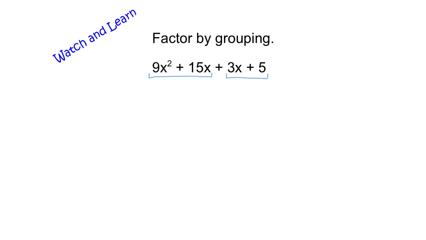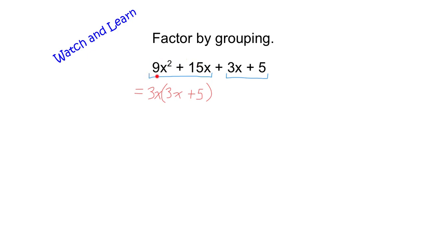You don't draw brackets around anything. I'm just going to think of the first two terms as a group and the last two terms as its own group. Now, if I look at the first group, 9x squared plus 15x, and I find the greatest common factor, well, the greatest common factor is 3x. And what do I multiply it by? 3x plus 5. Because 3x times 3x is 9x squared, and 3x times 5 is 15x.